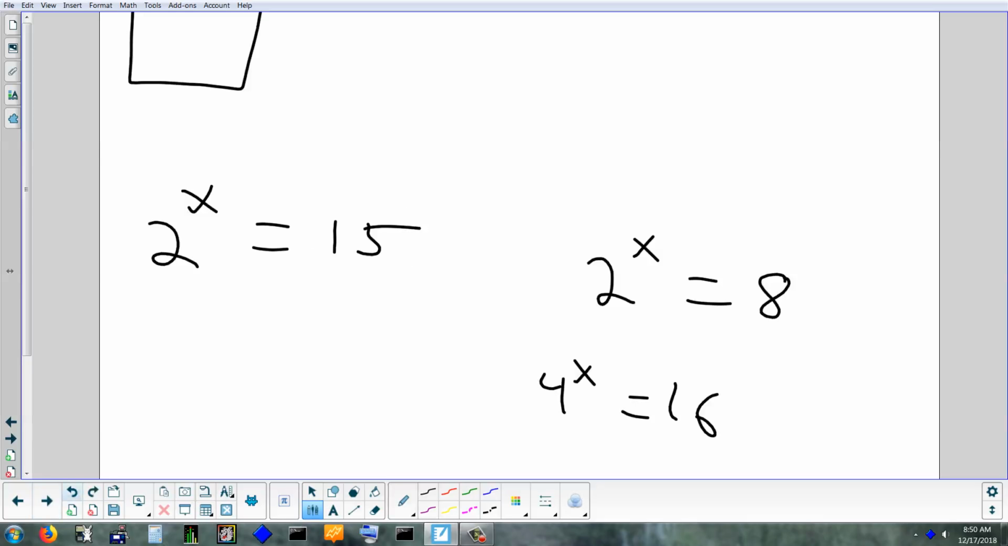So if you try to raise 2 to a power, you can't get 15 with integers or counting numbers, right? 2 cubed is too small, but 2 to the 4th power is too big. So the exponent is a decimal. And the way we would figure out what that decimal is, we would have to use a log. So that's basically what logarithms are used for: anytime you have to solve an equation where the variable is in the exponent.